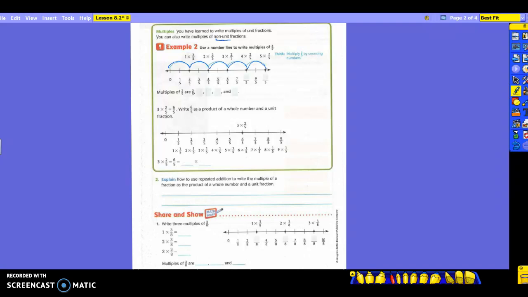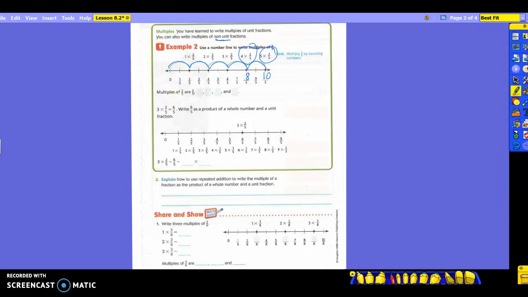They started with the unit fractions, right? So 1/5, 2/5, 3/5, 4/5. So what's going to go here? Now look up here. Does this match with what we just talked about? Because if I look, 4 times 2 is 8/5. So then we have 9/5. What's this one going to be? Does it match this? 5 times 2 is 10 over 5.